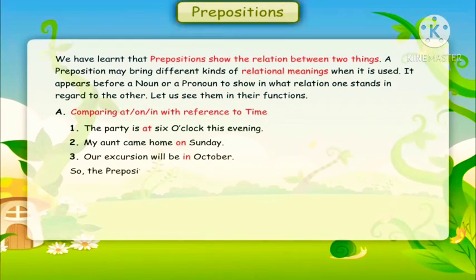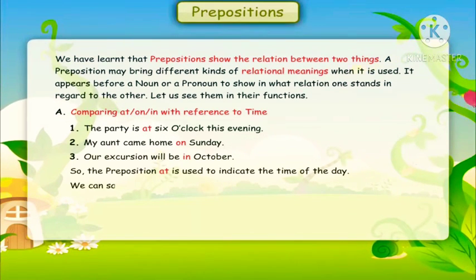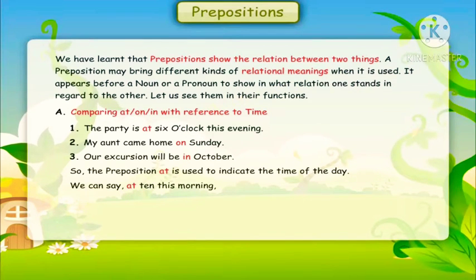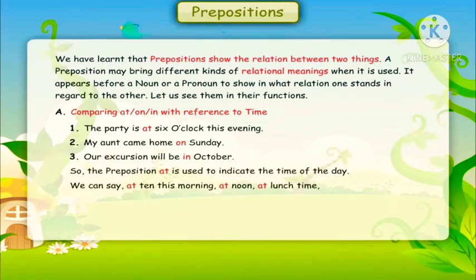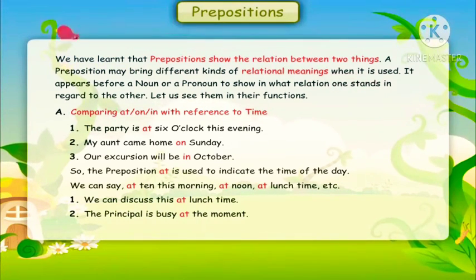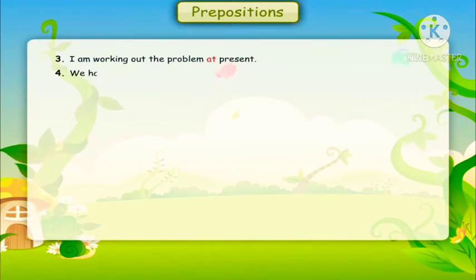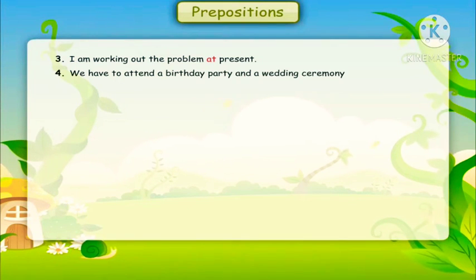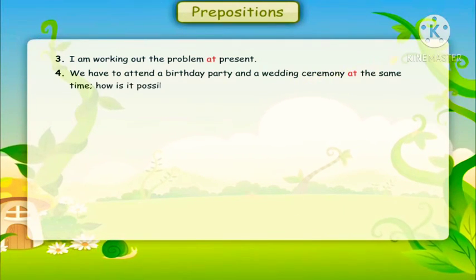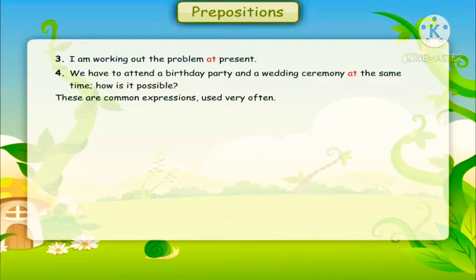So, the preposition at is used to indicate the time of the day. We can say at 10 this morning, at noon, at lunchtime, etc. We can discuss this at lunchtime. The principal is busy at the moment. I am working out the problem at present. We have to attend a birthday party and a wedding ceremony at the same time. How is it possible? These are common expressions used very often.